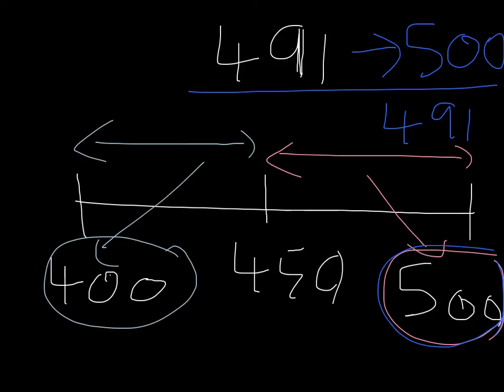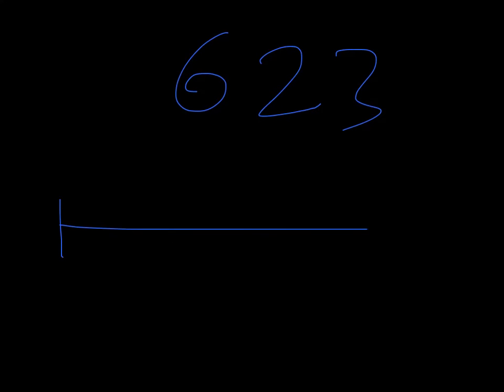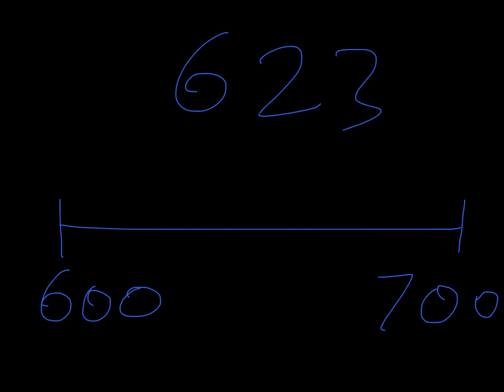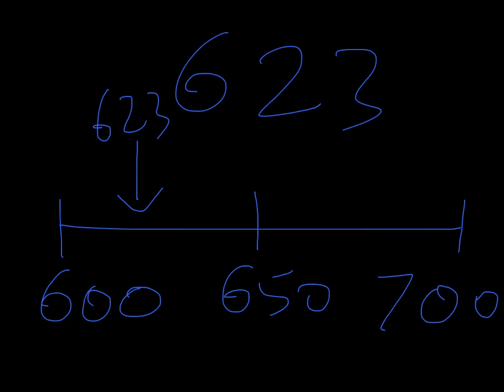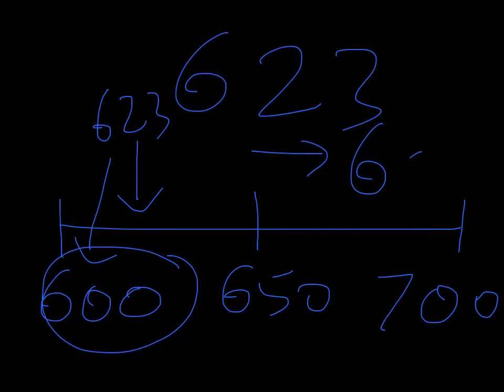Okay, I want to show you one more example so I can show you this side of the number line. Let's take, how do you round 623? So 623 is in between what two numbers? I hope you're answering while you're watching the video. It's in between 600 and 700. What is the midpoint of these numbers? It's 650. Now where is 623? 623 is on this side of the number line, and therefore it rounds to 600. So 623 rounds to 600.